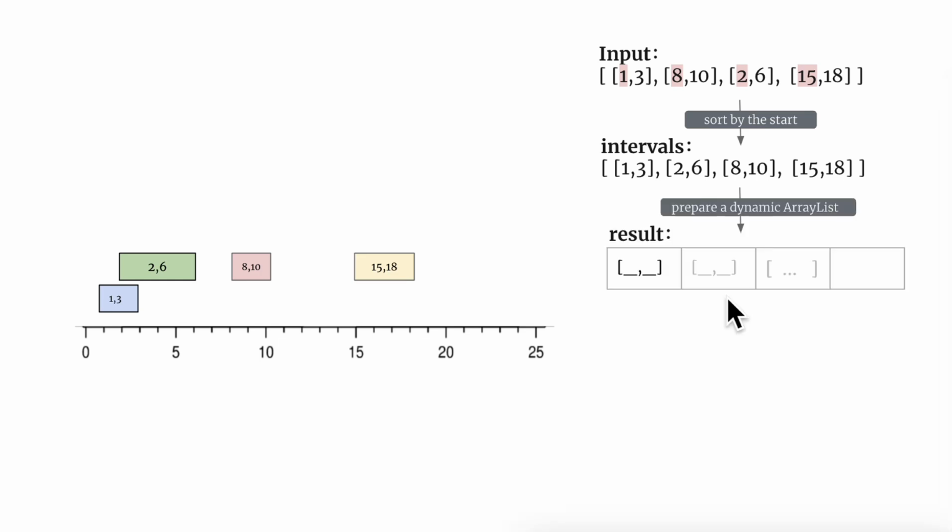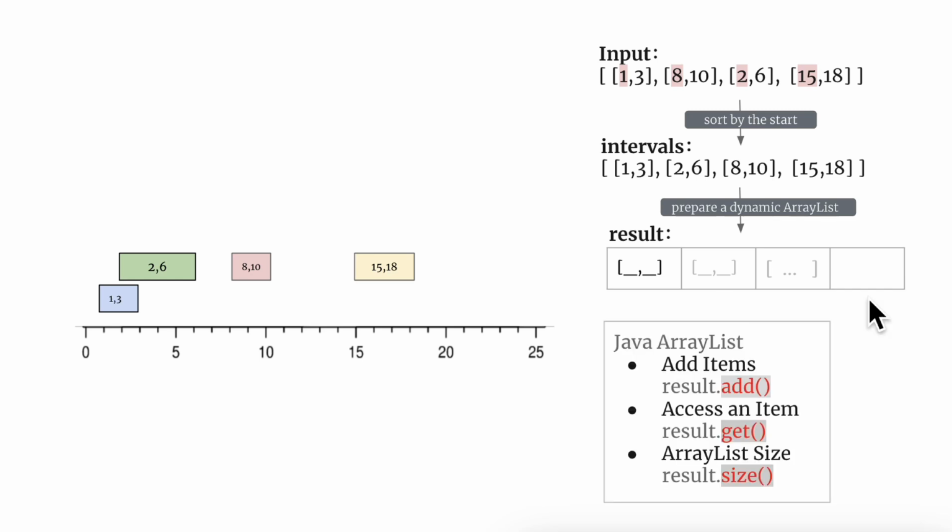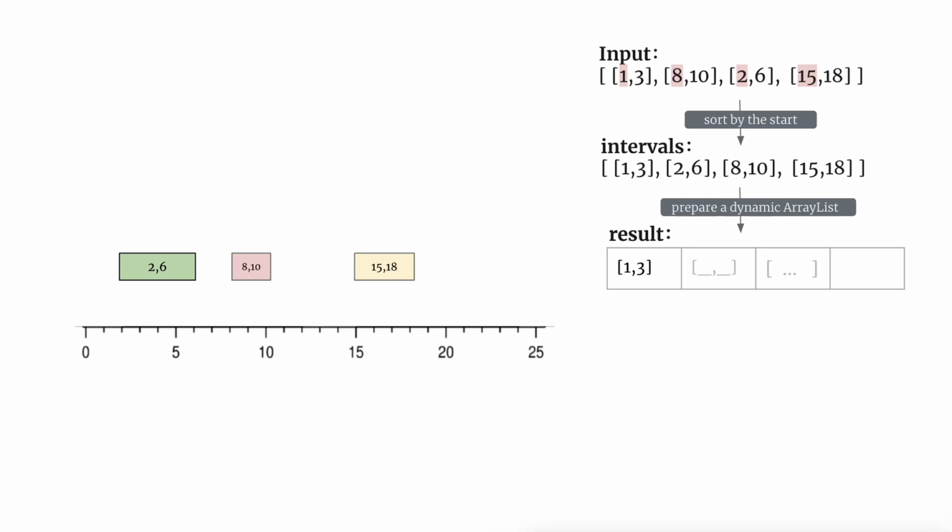We will prepare an array list to save the results after merging all overlapping intervals. Why use an array list here? Since we're not sure how many overlapping intervals will be merged, an array list can help us to add elements whenever we want. We can use the get method to access an element in the array list. We can use the size method to find out how many elements an array list has. We first add the 1, 3 interval into the array list.